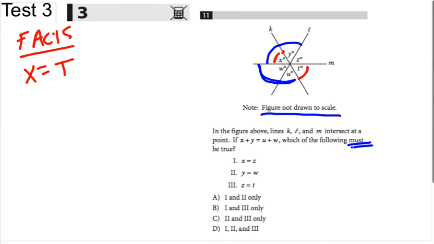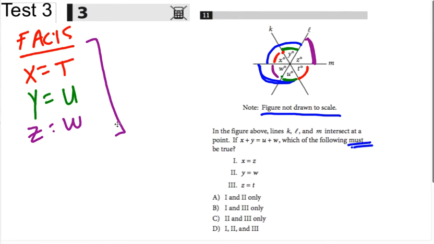I know that y is a vertical angle with u, so y has to be equal to u, right? And I know that z has to be the same as w, right? That has nothing to do with the other information. This is all just because they are vertical angles, right? Because those are lines that intersect. So I know that they're all the same. So what do we know now using this other statement they gave us?